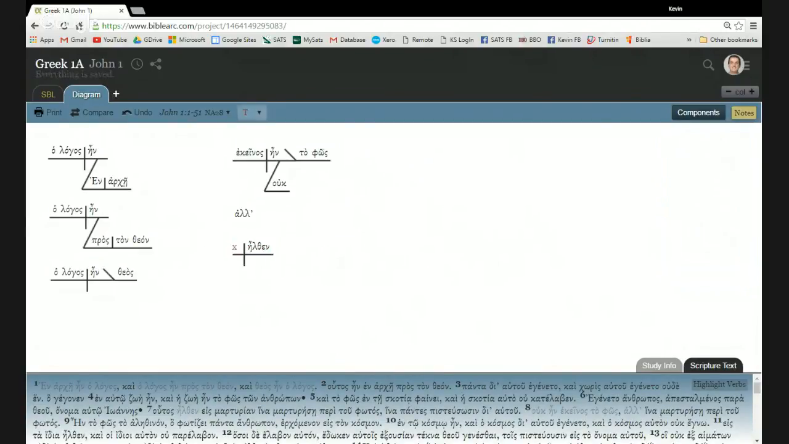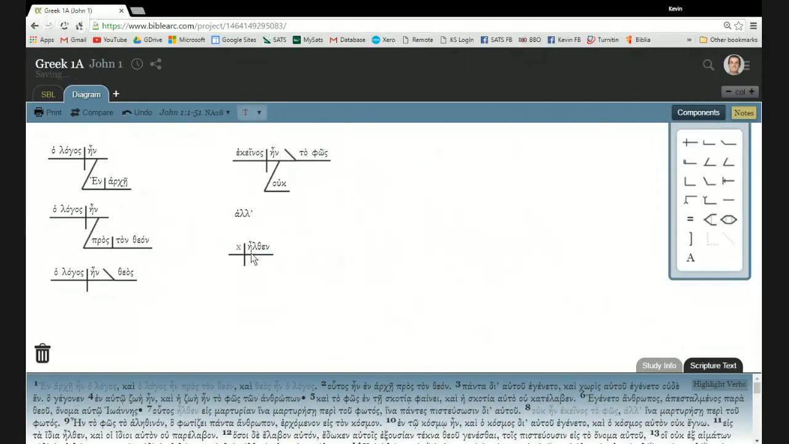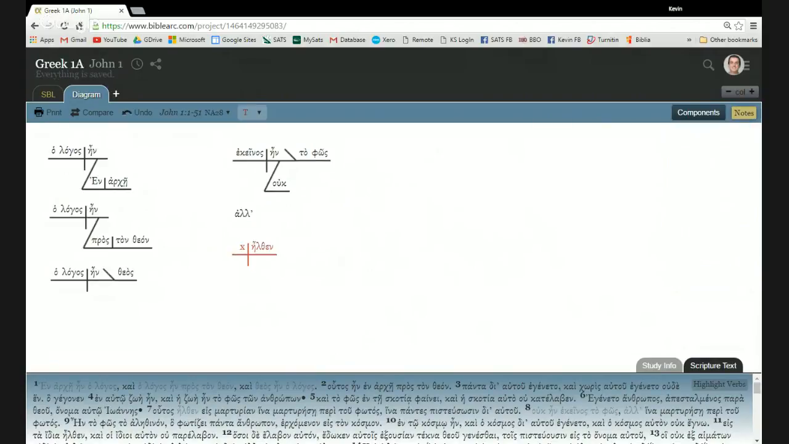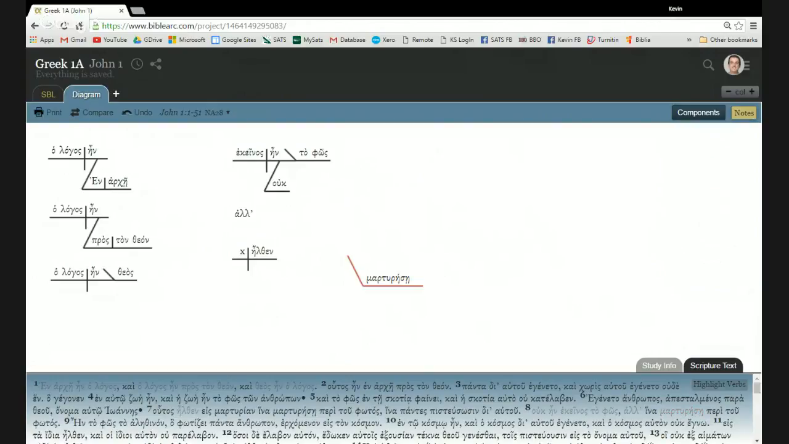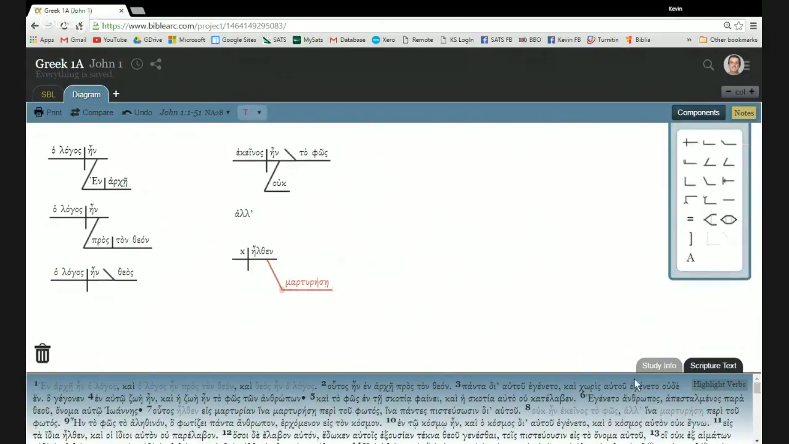Okay, so it's but. The subject is unexpressed because it's embedded in the verb. But he came, and then hina normally introduces a purpose clause, and that's exactly what it does here. He came, martyrēsē, in order to bear witness. Don't worry about trying to understand how that works for now. But it is a subordinate clause in this case.